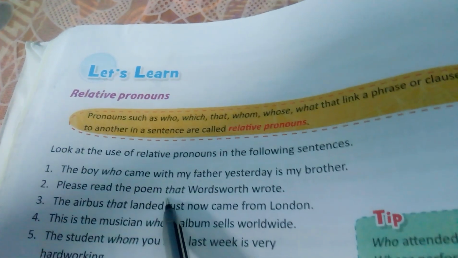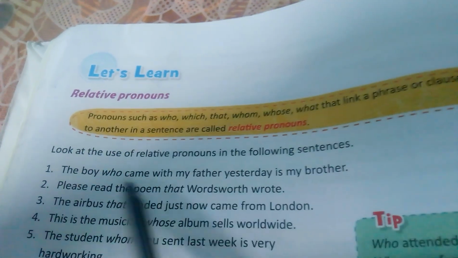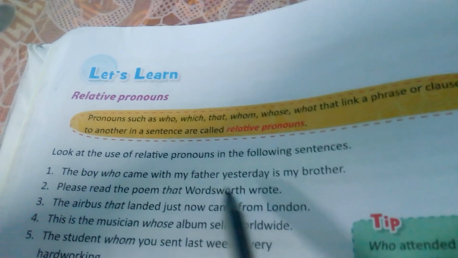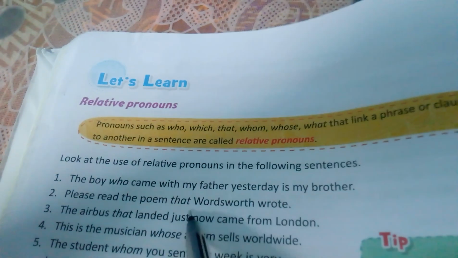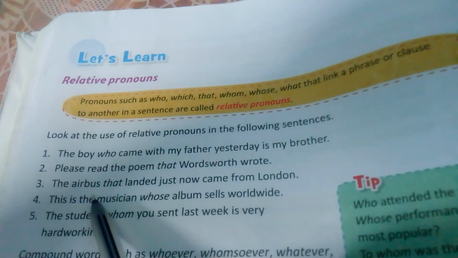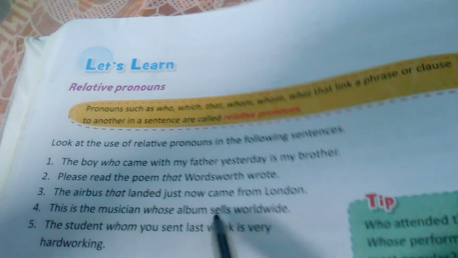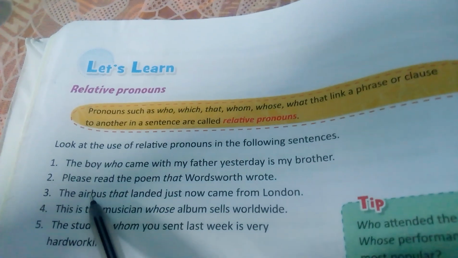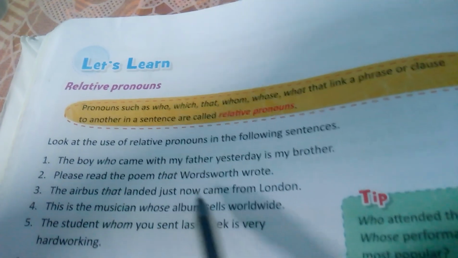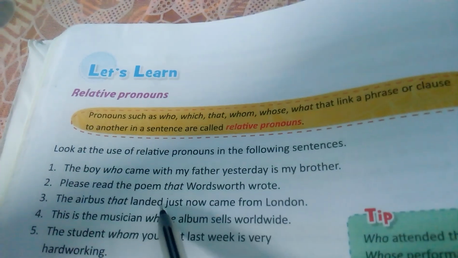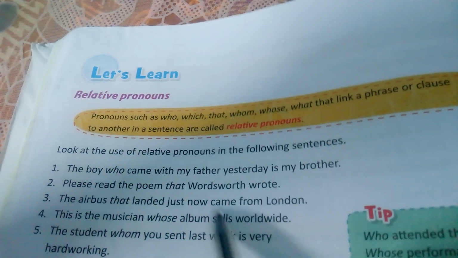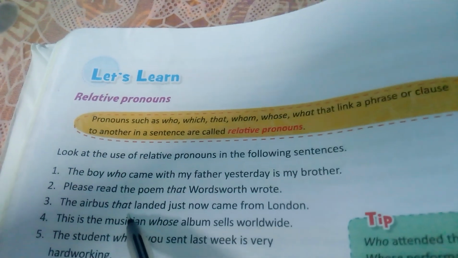Please read the poem. Which poem? That which Wordsworth wrote. So this part, please read the poem and Wordsworth wrote. These two parts are related with the word that. The Airbus that landed just now came from London. Which Airbus? That Airbus which landed just now came from London. So the Airbus and landed just now came from London. These two parts are related with that. So this is what is relative pronouns.